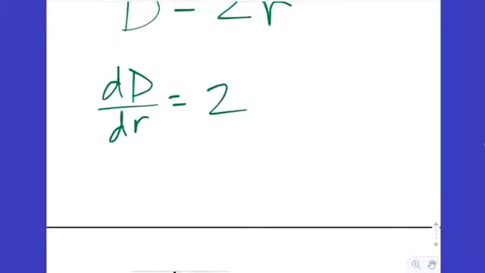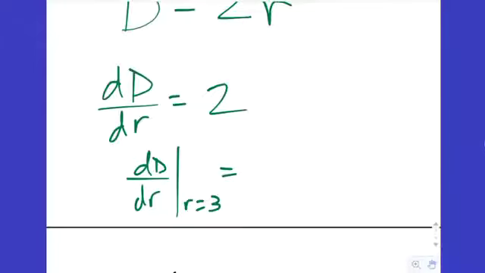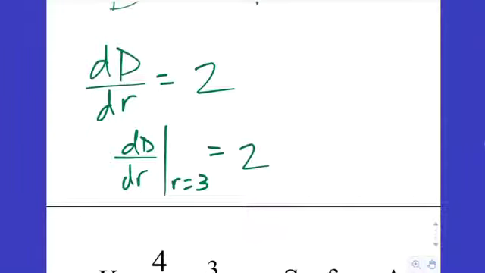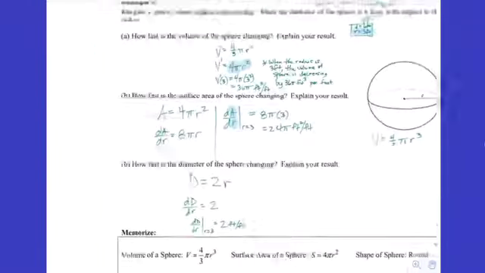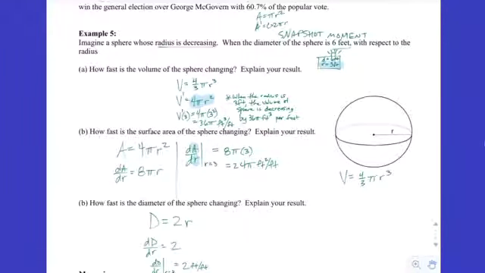So dD/dr is going to be what? 2. So let's go ahead and plug in when r equals 3, and you get 2. And what are the units? It's units of diameter per units of radius, which are going to be feet per foot. Yeah, which is 1. So you don't want to divide those out, or the units go away altogether. So when the radius of the sphere is 3 feet, the volume is decreasing by 36 pi cubic feet, the surface area is decreasing by 24 pi square feet, and the diameter is decreasing by 2 feet, all per foot.